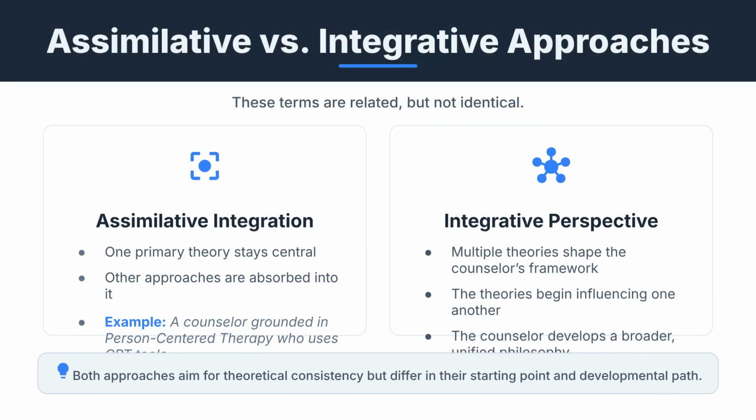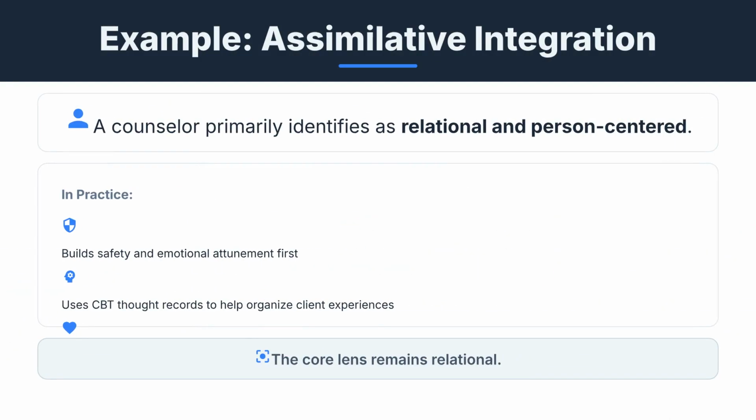Assimilative integration keeps one theory central, borrowing tools from others. An integrative perspective lets multiple theories influence one another, developing a unified philosophy. Both aim for consistency, but differ in their starting point. Here is an example of assimilative integration. A counselor primarily identifies as relational and person-centered. They build safety first, but might still use CBT thought records to organize client experiences, always returning to empathy and connection. The core lens remains relational.